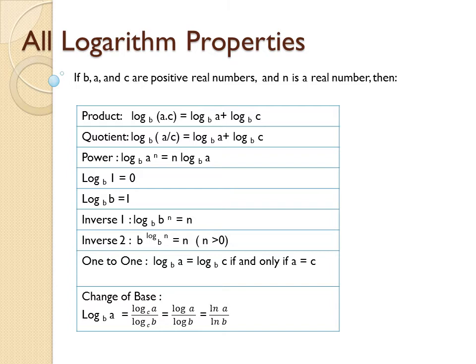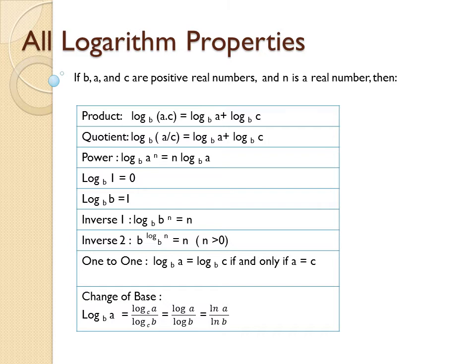Next one is the power formula. Log a to the power n to the base b means the n comes to the left hand side, in front of the logarithm. Log 1 to any base becomes 0, and log b to the base b, if the base is the same as the argument, then it becomes 1.